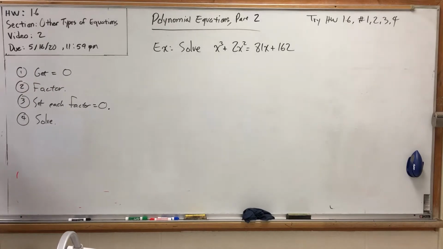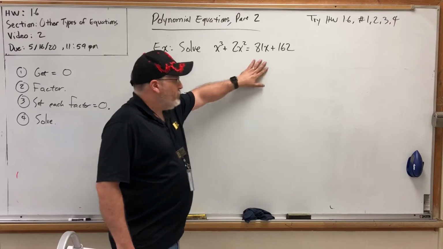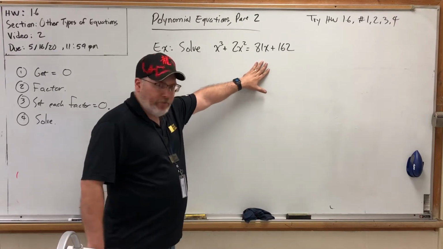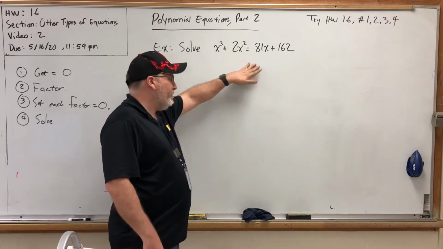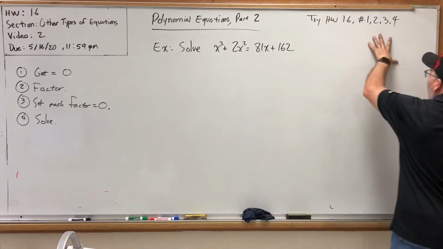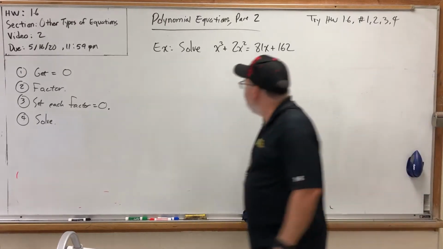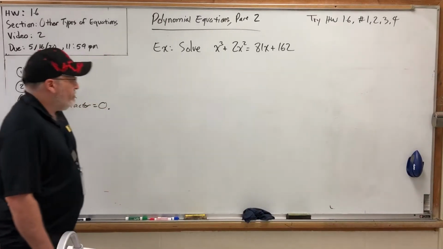And by the way, the examples that I'm using are similar to ones in the homework. So for example, this one I believe was my version of number 3 on the homework. Yours will probably have the same structure, but some different numbers. At the conclusion of this video, you should go to homework 1.6 and try questions 1, 2, 3, and 4. All right, so let's solve this one.